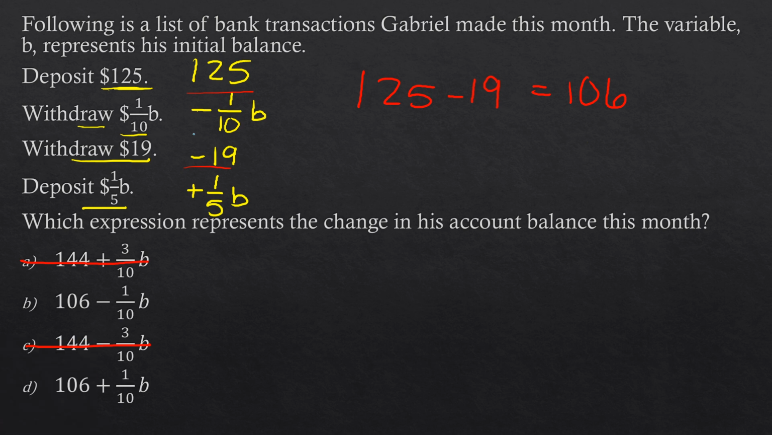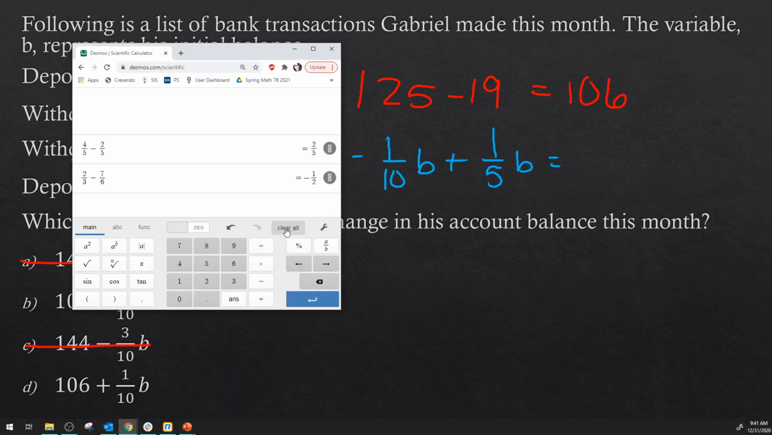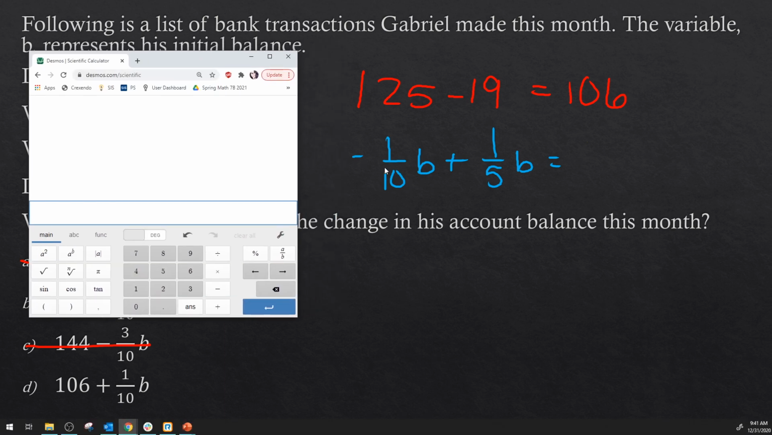Then let's do the next ones. So this negative 1 over 10b, and I'm adding it to 1 over 5b. Okay, now since I have fractions here, I'm going to type this into my calculator. Don't forget this negative sign in front of your 1 over 10. So I have a negative, I'm going to do 1/10. I'm going to hit my right arrow on my keyboard to make that cursor go in front. Then I'm going to add 1/5, hit enter. Convert this decimal to a fraction. That gives me 1 over 10.